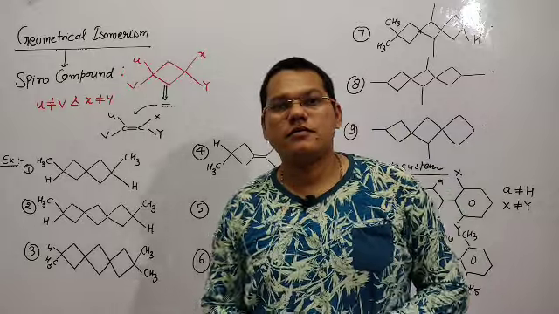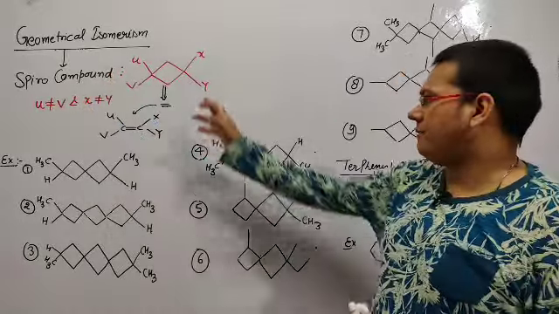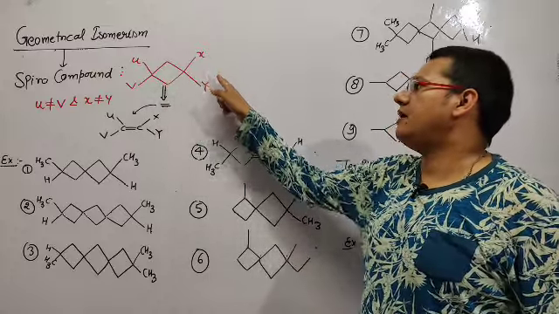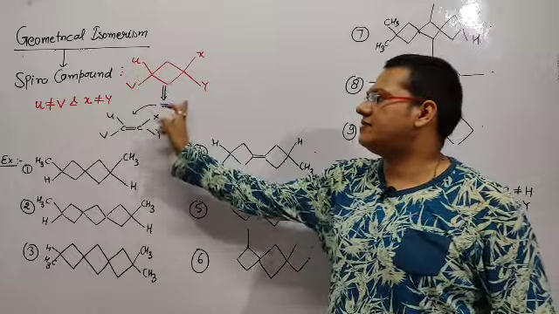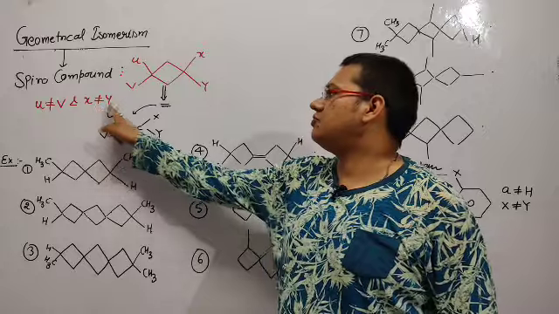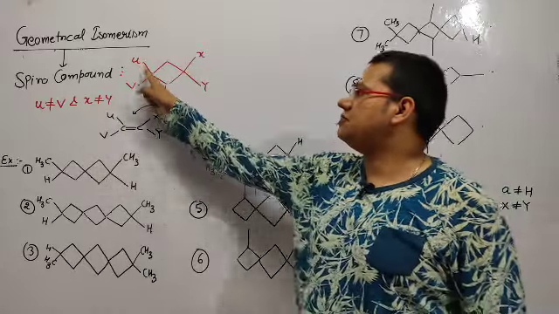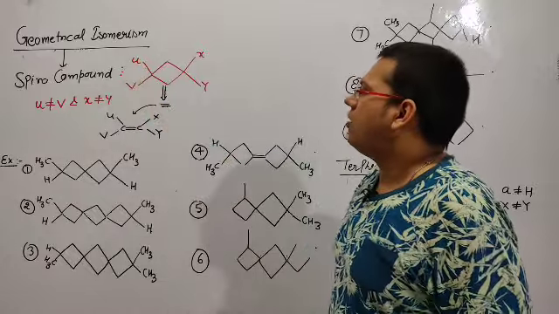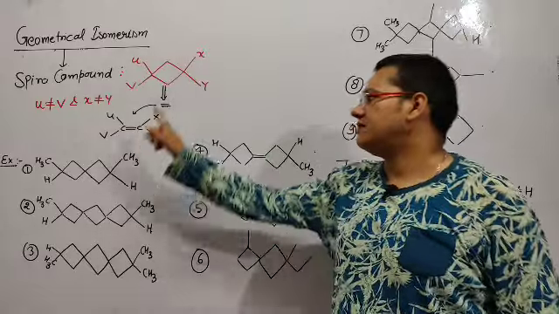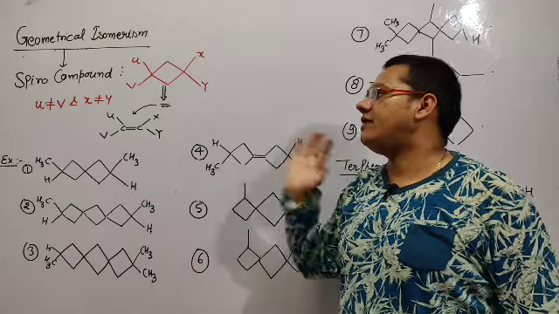So now we will discuss a spiro compound. A spiro compound, student, is like this: a member ring, and each member has a different group. So what is the condition? U does not equal V and X does not equal Y, meaning these two groups must be different, these two groups must be different. Or we can write it like this: if this type of system is given, then you treat it as a double bond.